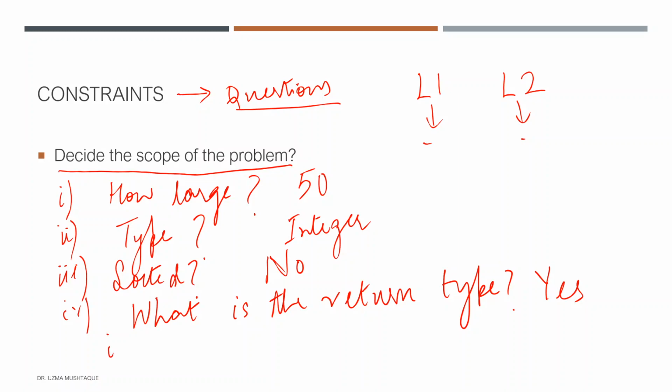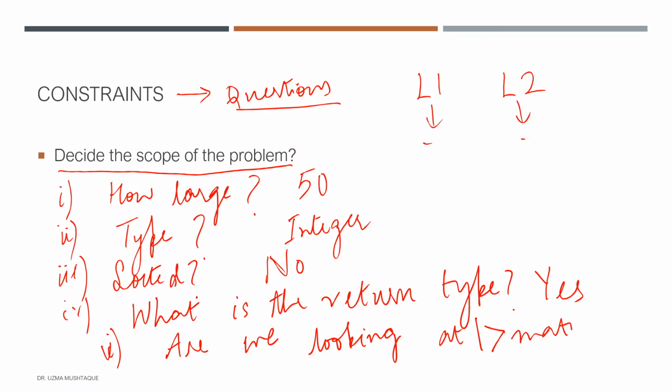And then my fifth constraint, or question, could be, are we looking at multiple matches or not? So are we looking at more than one match or not? Based on that, my code will shape up. So after asking all these questions, I have decided the scope of my problem.